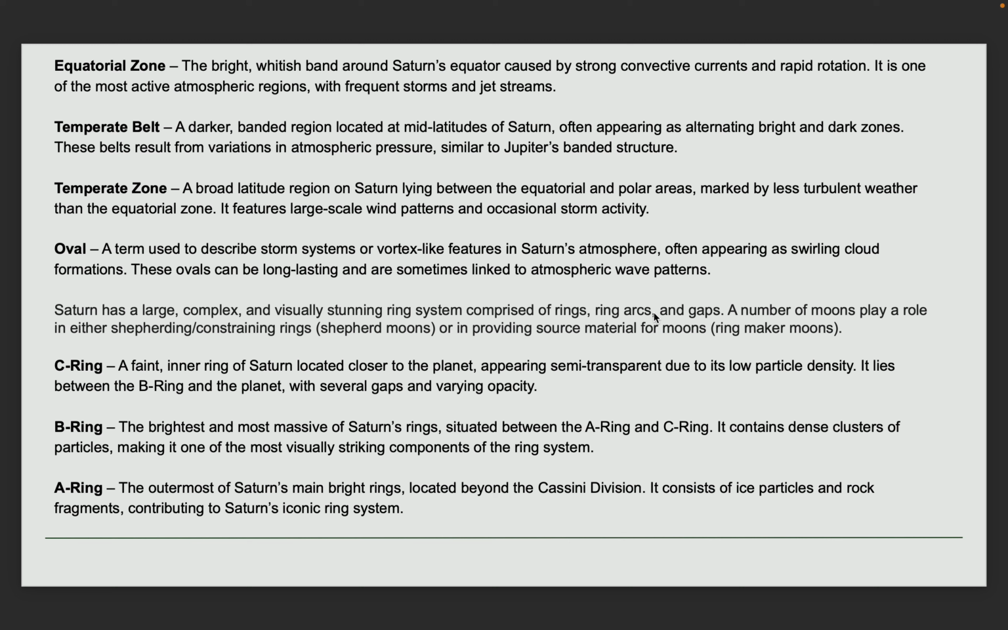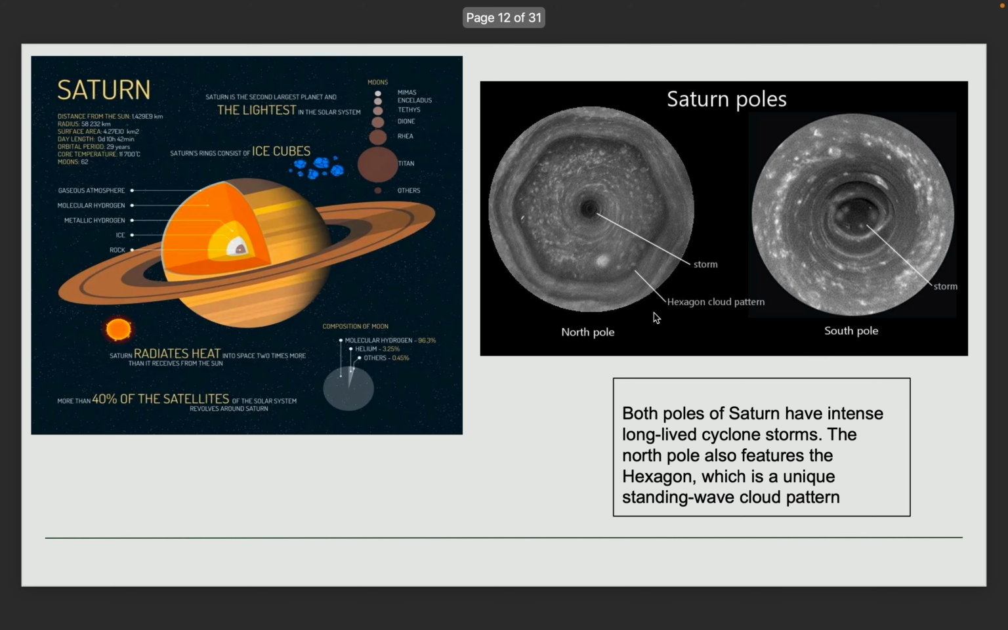These belts result from variations in atmospheric pressure, similar to Jupiter's banded structure. The temperate zone is a broad latitude region of Saturn lying between the equatorial and polar areas, marked by less turbulent weather than the equatorial zone. It also features large-scale wind patterns and occasional storm activity. So the temperate zone and the temperate belt also have some wind patterns, but they are less turbulent than the equatorial zone.